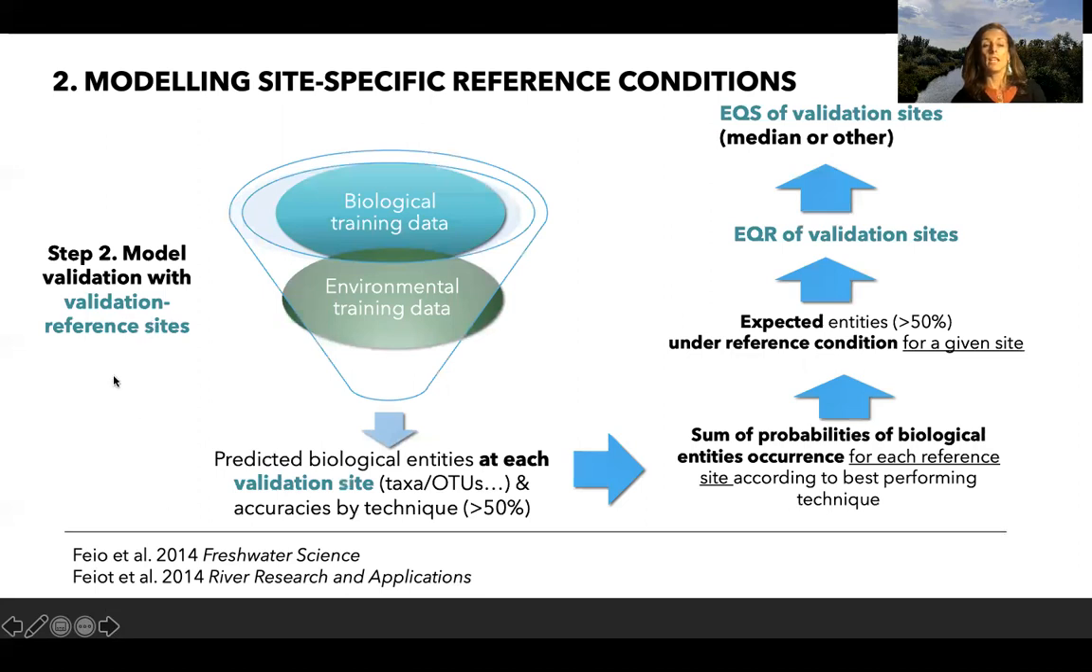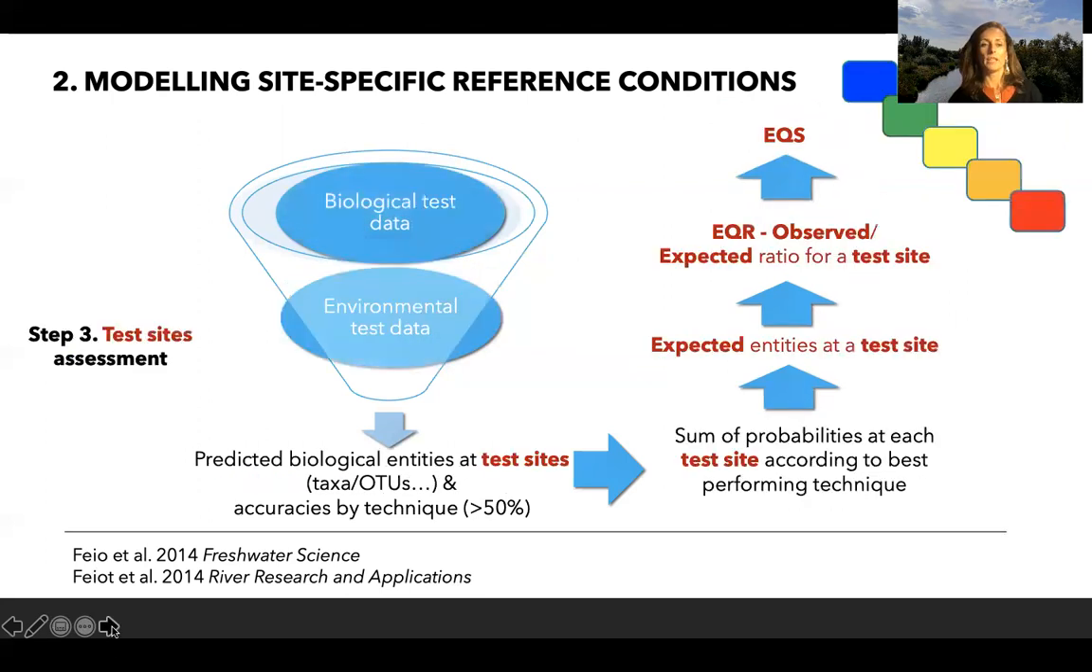In step 2, the model validation, we will use some reference sites that weren't used previously to build the model, to test the model. So, following the same scheme, we should obtain a classification for these validation sites of high or good, and not less, because they are reference sites. This is a way of validating the tool.